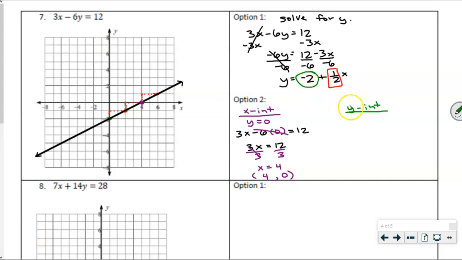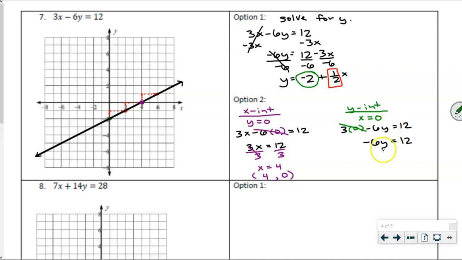Again, with now understanding the y-intercept means the x value is 0. So when I write this original equation, 3x minus 6y equals 12, I know that that's 3 times 0 minus 6y is equal to 12. And 3 times 0, I remember, is 0. 0 minus 6y leaves me with just minus 6y or negative 6y, which is equal to 12.